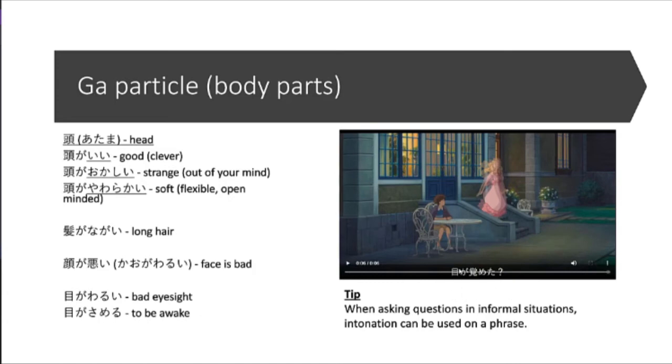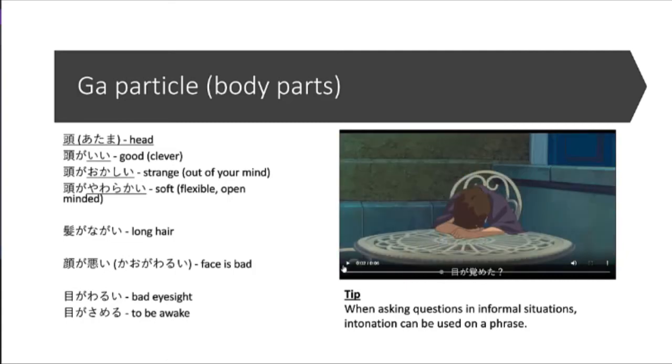So when you're asking questions, you don't have to say me ga samemashita ka or me ga samemasu ka. You don't have to say the ka at the end. When you're using informal questions anyway, you can just raise the intonation. Me ga sameta? You change the intonation, if you hear how she says it. And that's asking a question. You could respond by saying me ga sameta, I'm awake. So you can just say the same thing but change intonation, and you can use it as a response to the question. Me ga sameta? Ah, hai, me ga sameta.